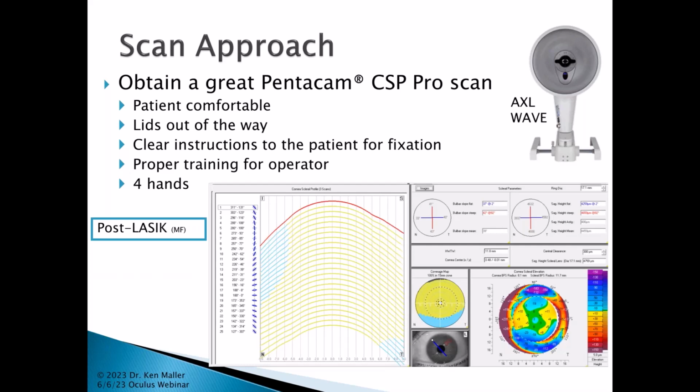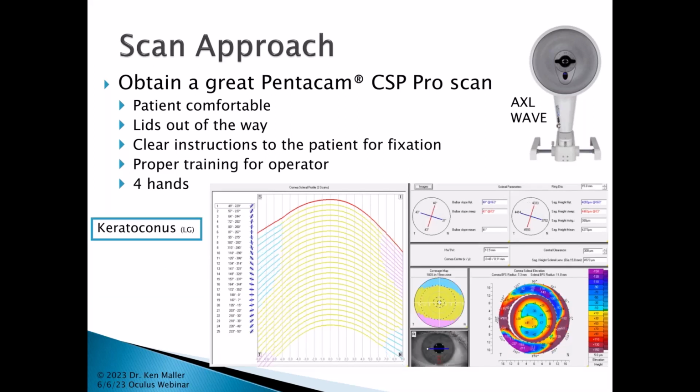Here is a post-LASIK patient, and what you can see here is I did a double capture. The first capture is that sort of golden yellow color, and you can see that I captured the majority of the central data and a good portion of the superior data on that first capture. And then on the second capture, I filled in what I didn't get on the inferior portion of the sclera, and that's the turquoise color down at the bottom.